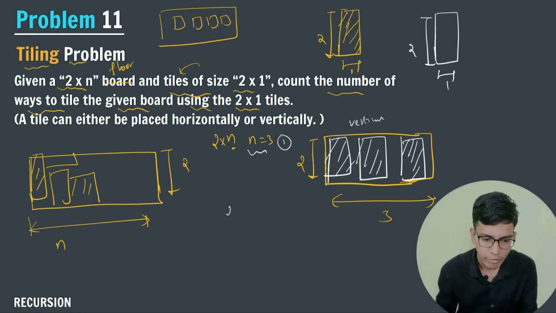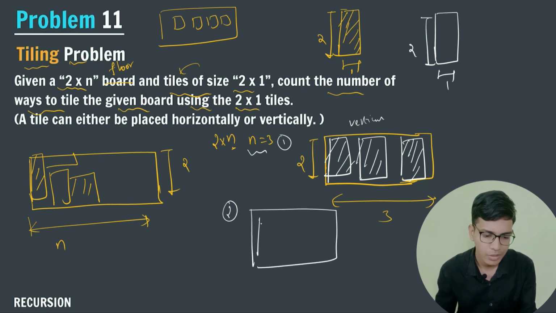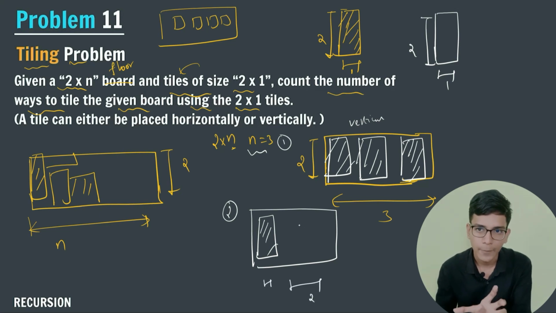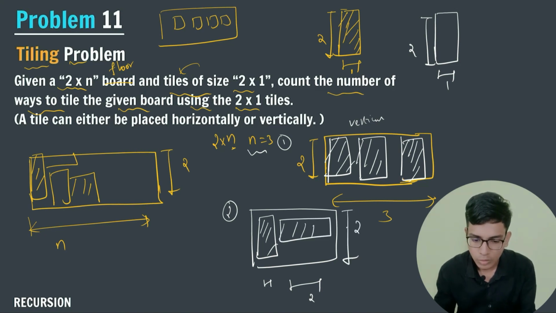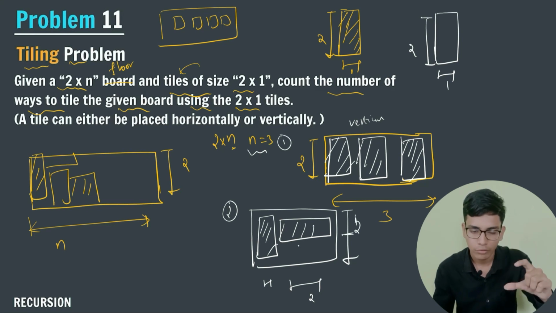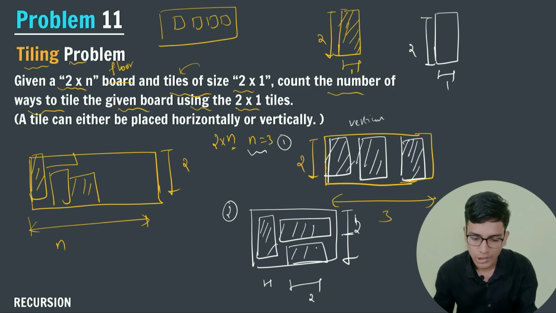After that, the second way will be: first tile I am placing vertically. This is my floor and I am placing my first tile vertically such that it will cover one part and 2 parts will remain. Here I can place my tile horizontally such that it will cover, the total length is 2, right? So it will cover half of the length of my floor. After that I can place another tile horizontally. So this is the second way I can put my tiles.